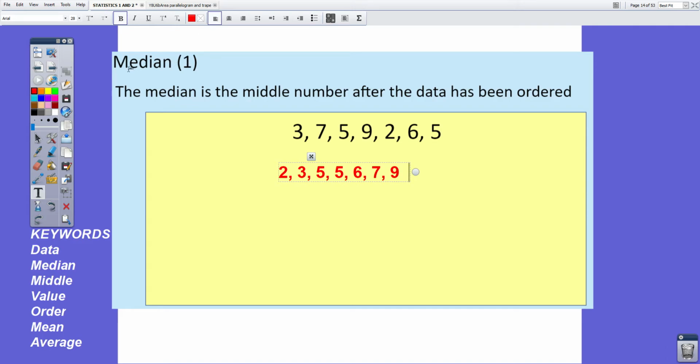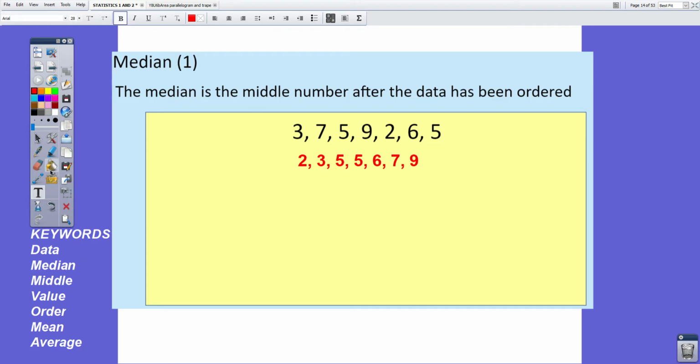If you space them out well enough, you can make sure that you haven't missed any by checking you've got the same number, 1, 2, 3, 4, 5, 6, 7, 1, 2, 3, 4, 5, 6, 7. You've got the same number of data values once you've written them in order of size as you have that you started with. Okay, now we've got to find the middle number.